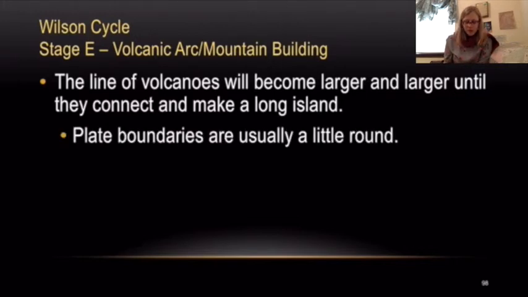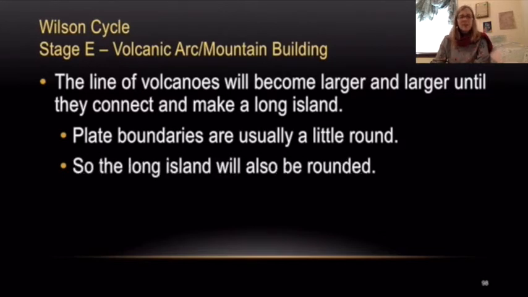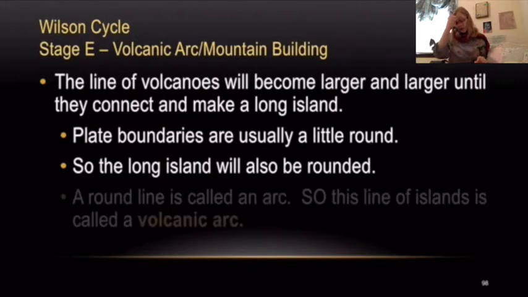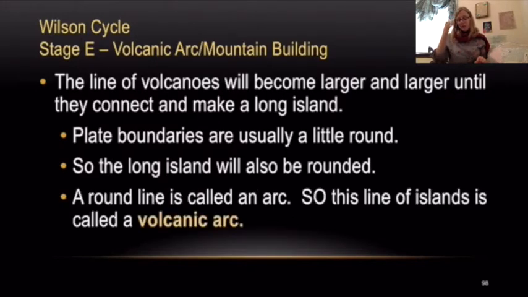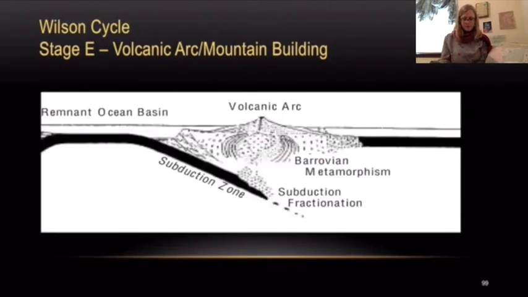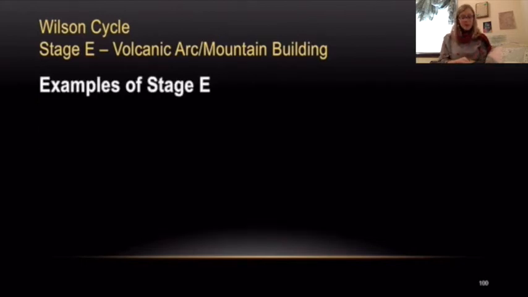So the plate boundaries, because the Earth is round, it doesn't actually have subduction zones that are straight lines. They're going to be rounded. There's going to be rounded lines for the subduction zones. So the long island itself will also have a rounded shape. That rounded shape is called an arc. So the line of islands becomes what we call a volcanic arc. Volcanoes in an arc shape. That's the cross section. It'll make a little sense here when I give you the example.